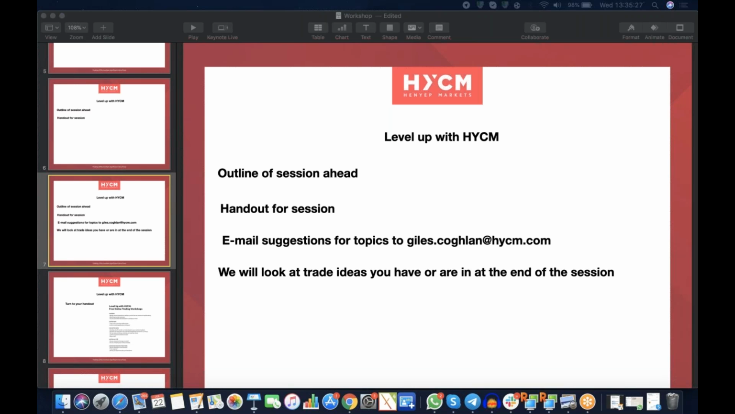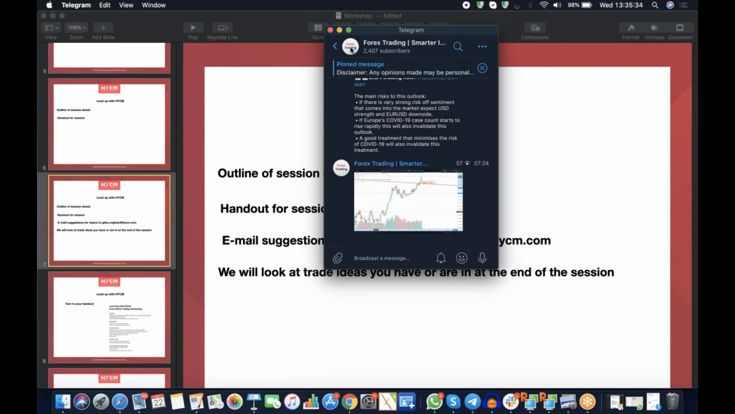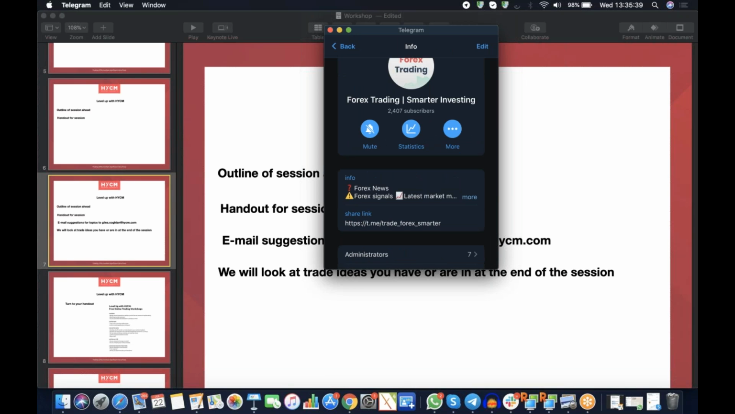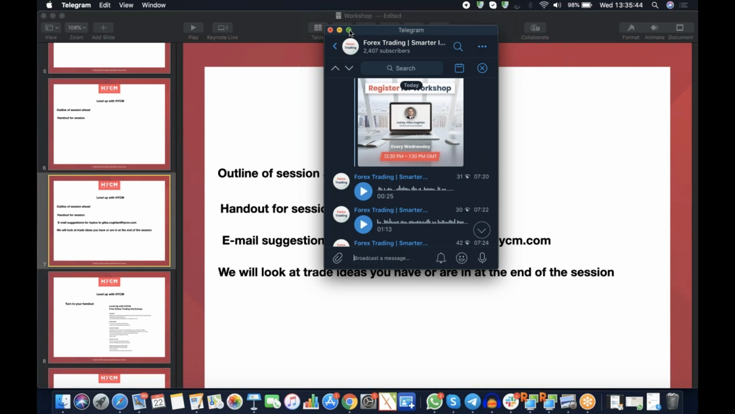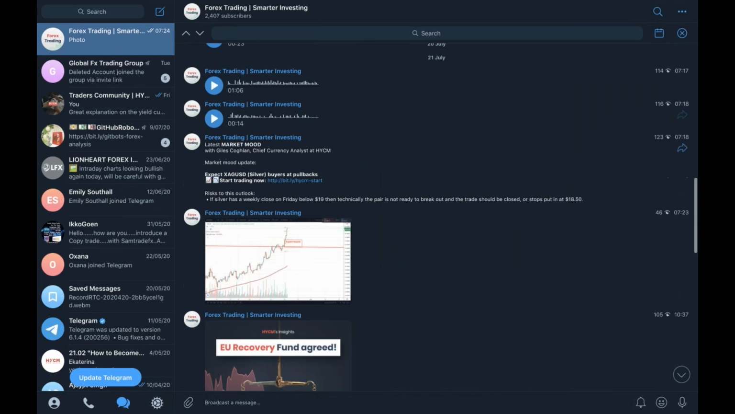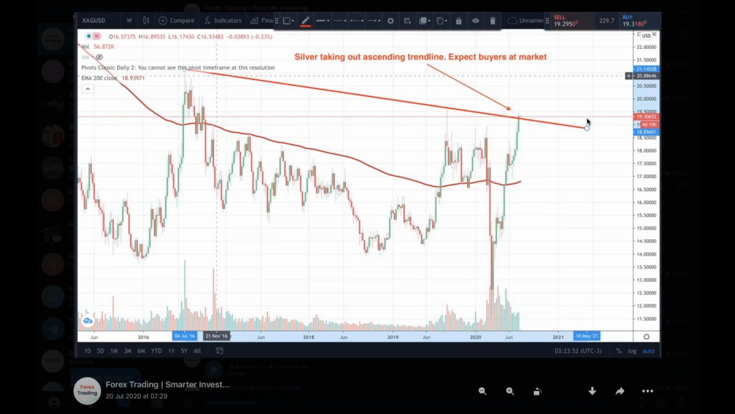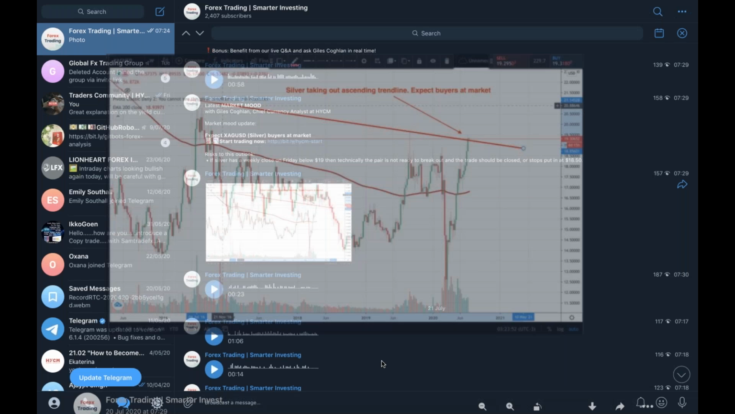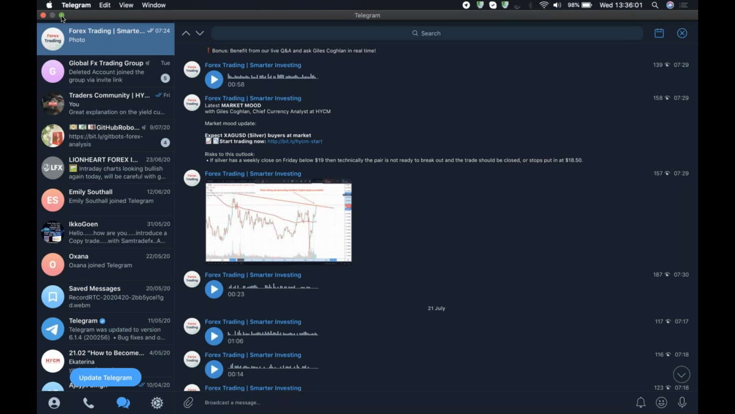And in terms of daily analysis, I do that on the Telegram channel. If you see the Telegram channel here, it's under Forex Trading Smarter Investing. Each day I do some analysis on the markets. You can see, like, the start of this week, that was the one I did for silver, when silver prices were at 1930. That was a pretty handy little heads up to get before prices really rocketed.